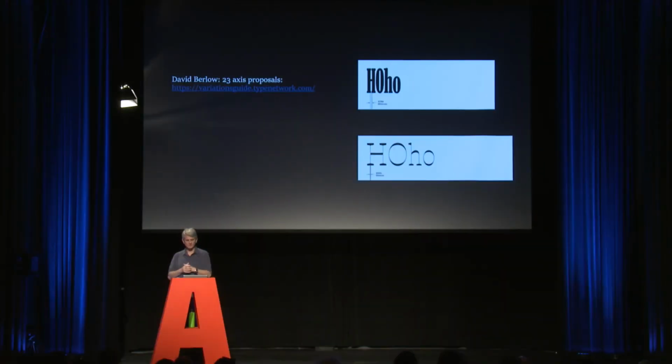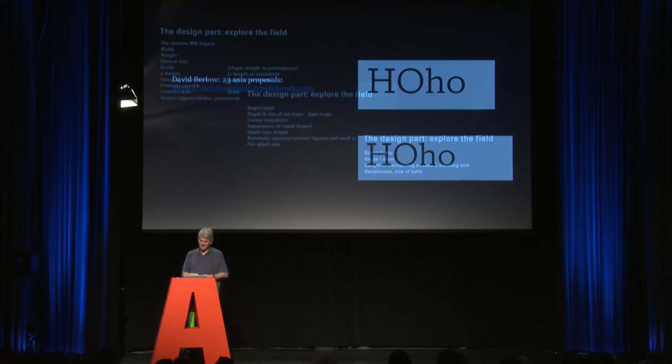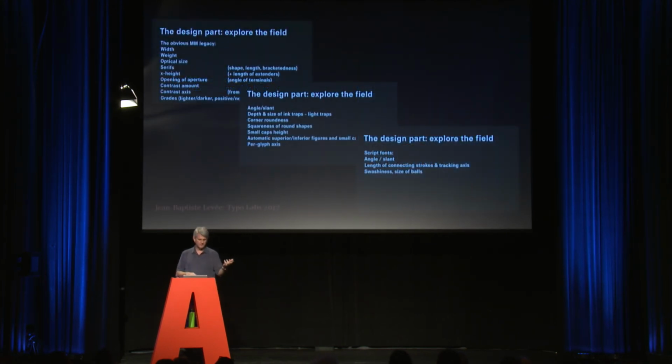So, as I say, various people have been thinking about this. David Berlow recently published a blog in which he laid out a set of 23 different axes. We saw a presentation earlier that discussed some of these. In his talk at Typo Labs, Jean-Baptiste had a segment in which he listed off a number of axes that he thought were potentially interesting from a typographic perspective.